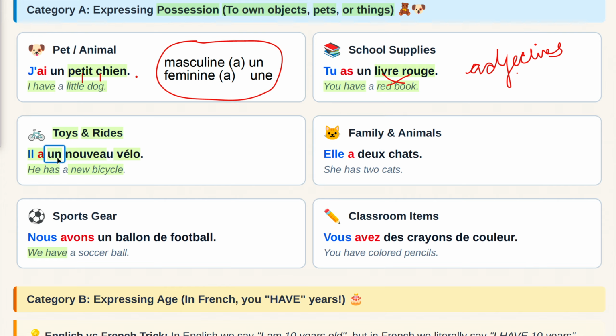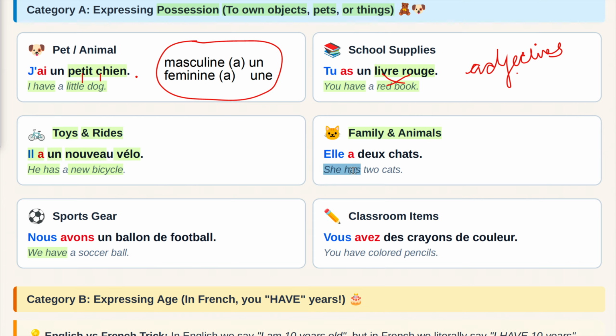Yes, it means it is masculine. D'accord? So, il a un nouveau vélo. So it becomes, he has a new bicycle. Next is about the family and animals.